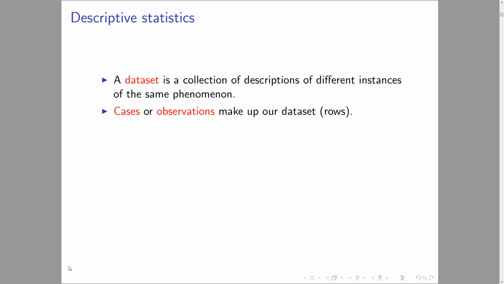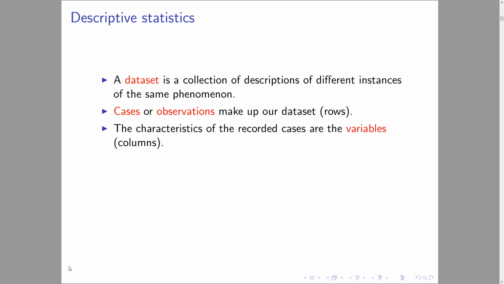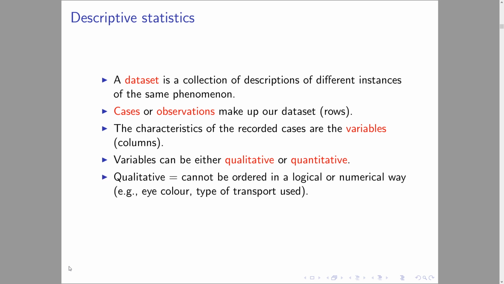So most of the time you see data, it will be presented to you in a tabulated format, and each of the rows represents a case or an observation, so it's effectively a data point. And the columns of the cases are the variables. So these are the attributes that you're trying to measure: gender, whether someone smokes, their income. These are variables. Variables can also be qualitative or quantitative. Qualitative variables are ones that can't be ordered in a logical or numerical way. Things like eye color, type of transport. These are qualitative variables. And quantitative variables are attributes that can be measured, where numerical operations make sense. Things like shoe size, weight. Those are types of variables that are quantitative.